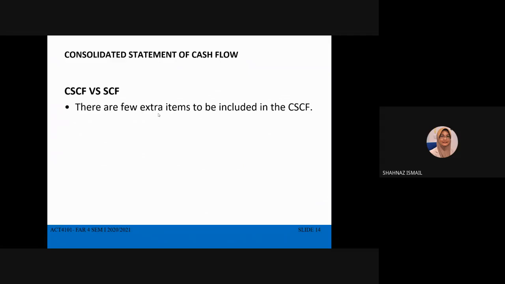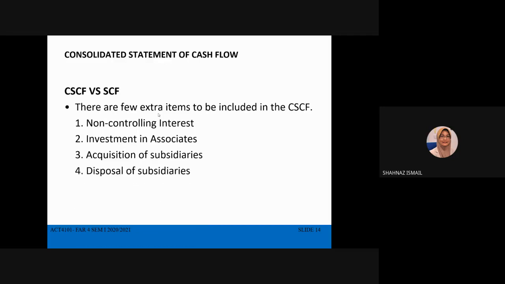Okay, consolidated statement of cash flow and statement of cash flow. What are the differences? So there are a few extra items to be included in the consolidated statement of cash flow. Okay, the difference here. One is non-controlling interest. Before this tak ada non-controlling interest dalam individual ataupun dalam single financial statement of the company. Okay. Secondly, investment in associates, right? Third is acquisition of subsidiaries, and finally is the disposal of subsidiaries. So bermakna 4 item ini adalah perkara baru yang sebelum ini tidak dijumpai dalam statement of cash flow single entity.